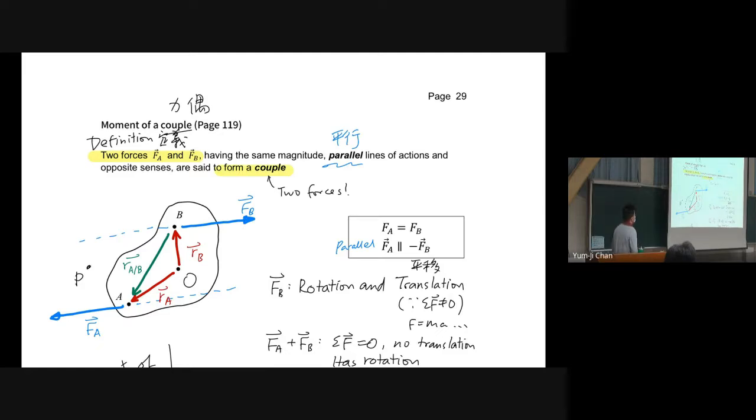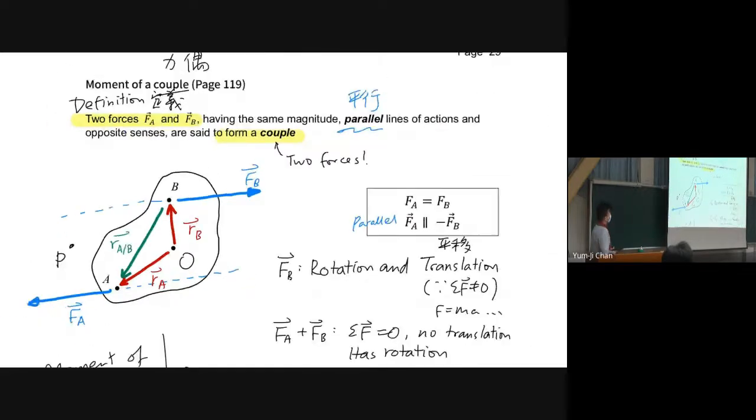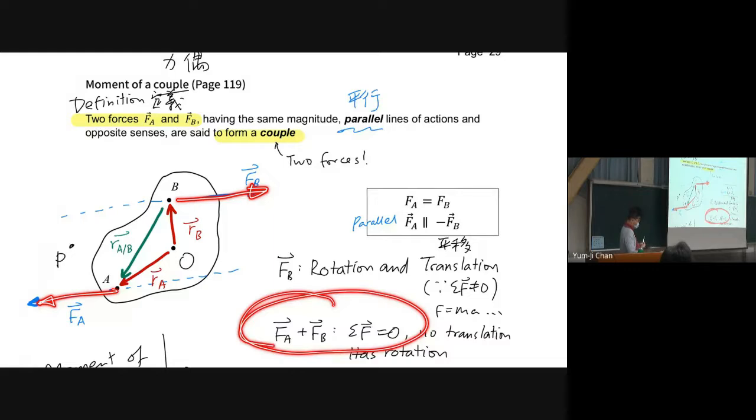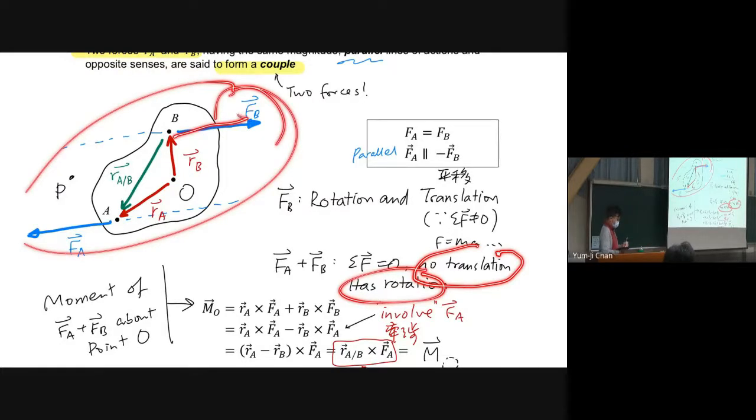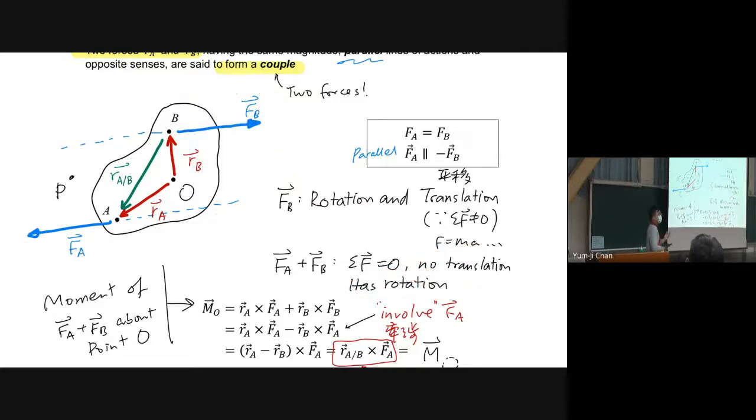Good afternoon, and let's begin today's course by looking at couples first. For a couple, we have one force going to the right and one force going to the left, and the total force, the resultant force on the rigid body, is 0, right? In this case, we only have rotation and we do not have translation, right? The total force acting on the rigid body is equal to 0.